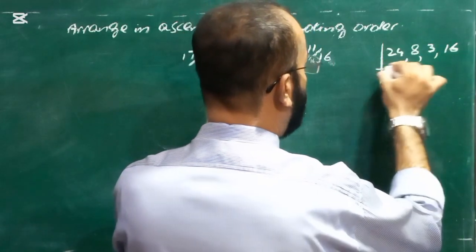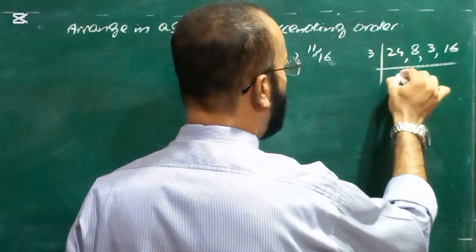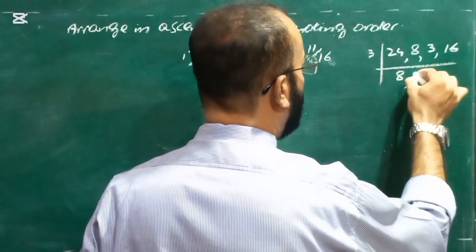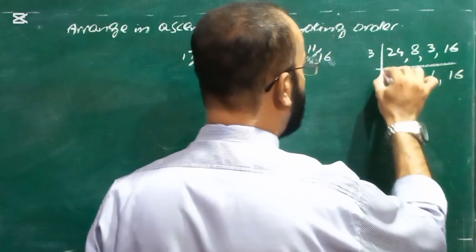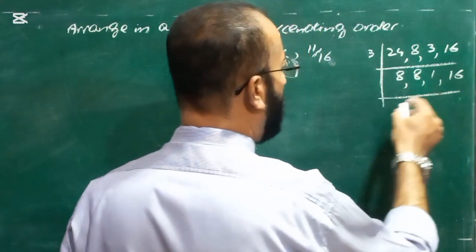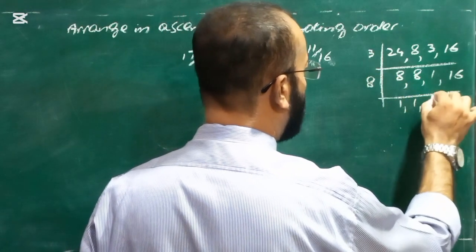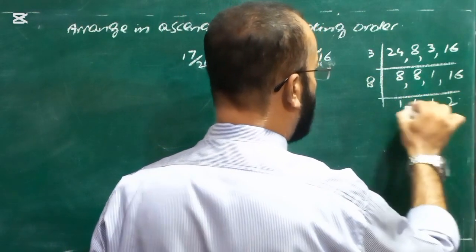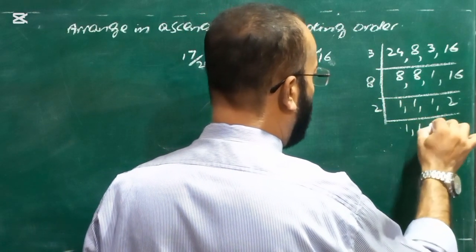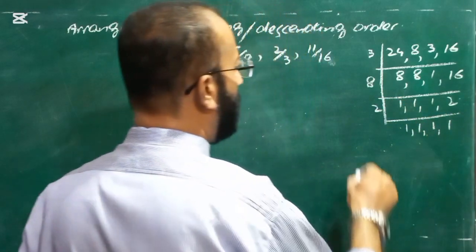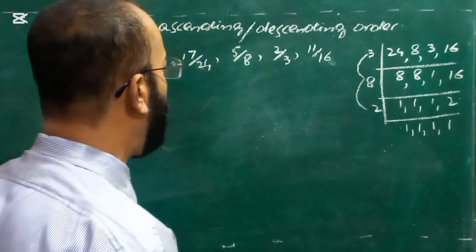So here are the numbers. First we will take the LCM. So look now, 3 8s are 24, 8 will come as it is. 3 1s are 3, 16 will come as it is. So from here, for example, we will divide: 8 1s are 8, 1 will be as it is, 8 2s are 16, and then finally 2. So 1, 1, 1, and 2 1s are 2. So 3 8s are 24, 24 2s are 48.